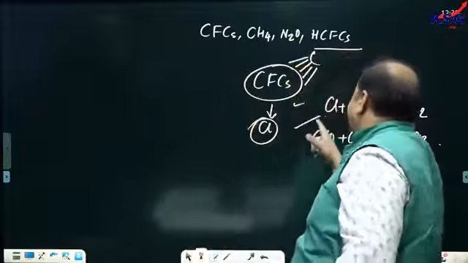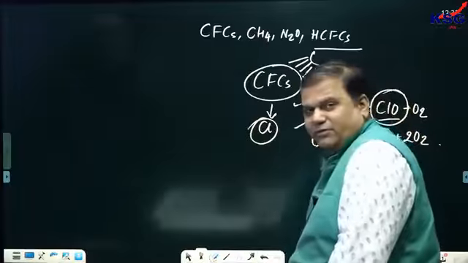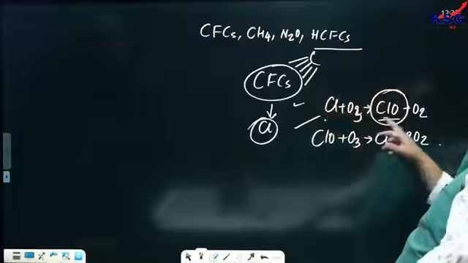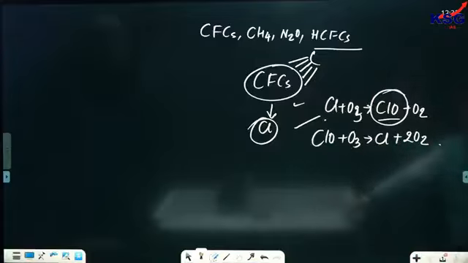Because chlorine is responsible for the damage. And the damage is done by the formation of oxides of chlorine. The reactions include Cl combined with O3 to form ClO plus O2, and ClO combining with O3 to form Cl plus 2O2. That's the reaction that we have discussed.